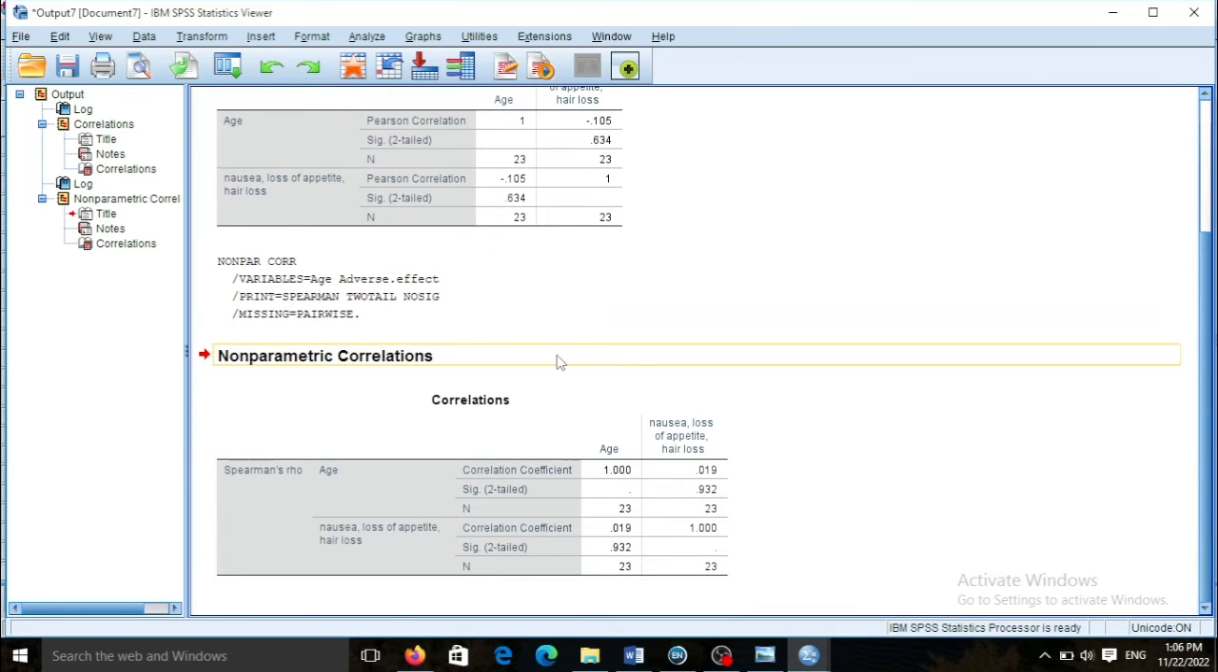And the non-parametric correlation measured by the Spearman test shows that the correlation is again non-significant, and it is positive here. Based on the Spearman test, if the correlation was significant, then age and the number of adverse effects could be possibly correlated in a positive manner.